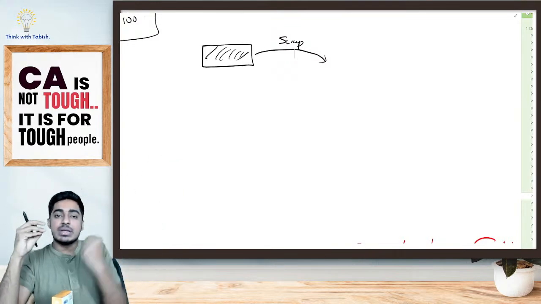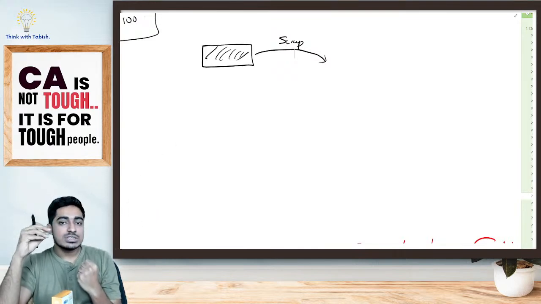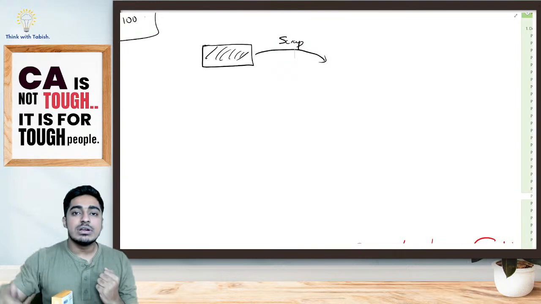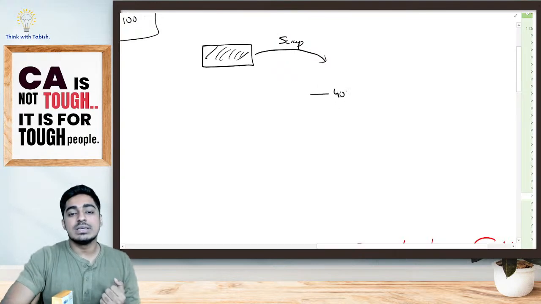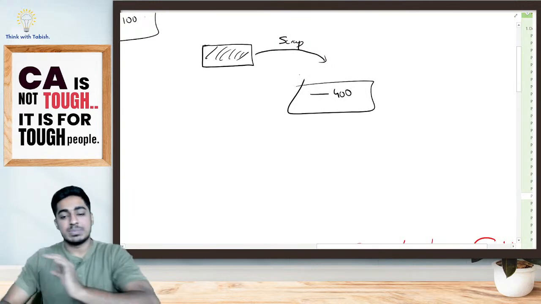So when I was getting the money, I was getting 400 rupees, and I showed 400 rupees as my relevant cost. Now I am paying the money, so I will show 400 rupees negative as my relevant cost. Is it clear? We'll explain it one more time.